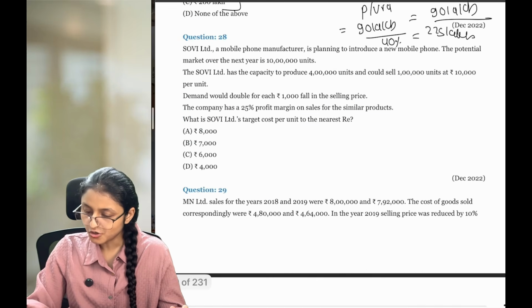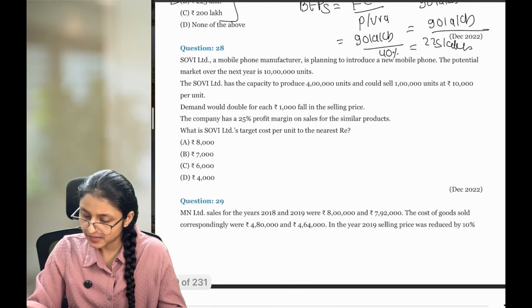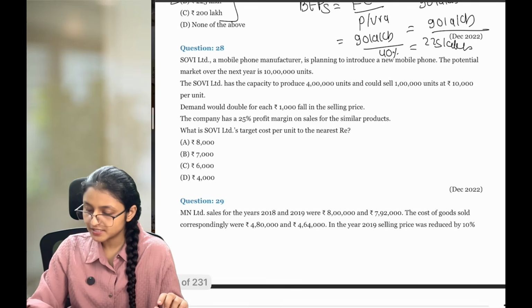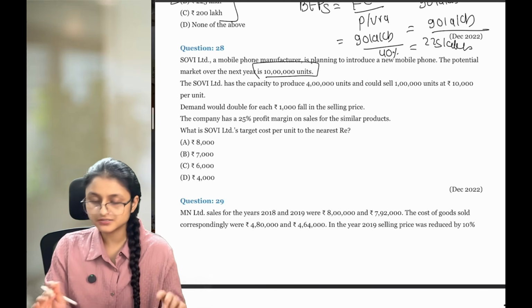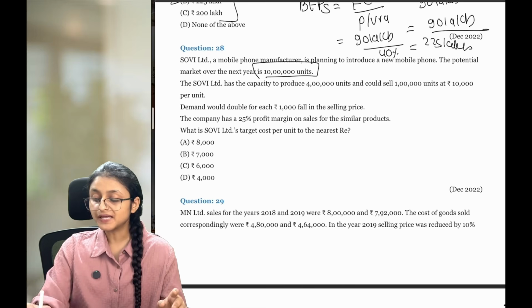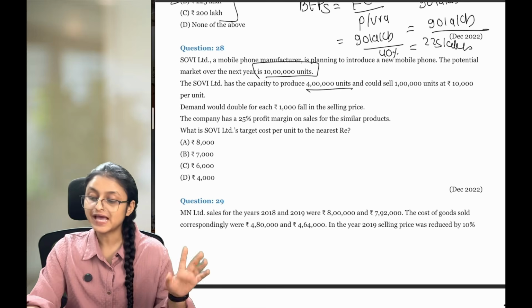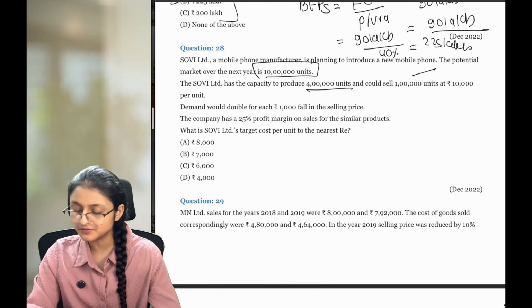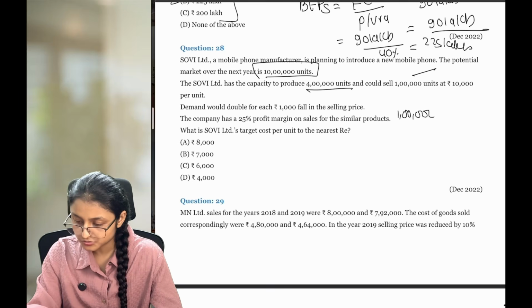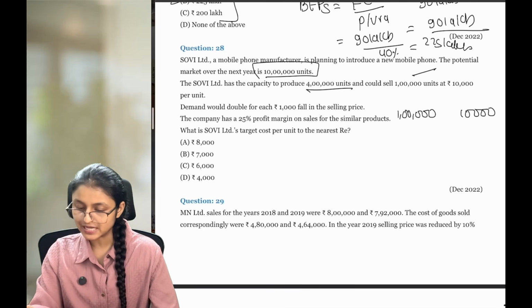Okay, next. So we Limited manufactures mobile phone. The potential market over the next year is 10 lakh units is what we can sell. But we have a capacity of only 4 lakh units, since we will be able to sell at max 4 lakh units. But as of now, we are selling only 1 lakh units at 10,000 rupees. So 1 lakh unit is what we sell at 10,000 as the selling price.